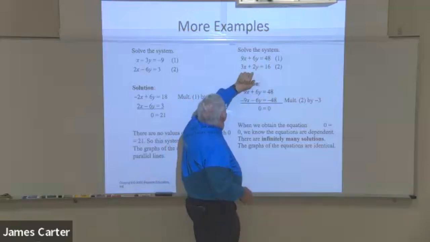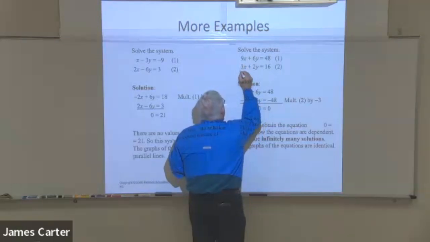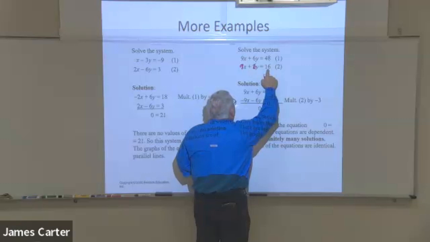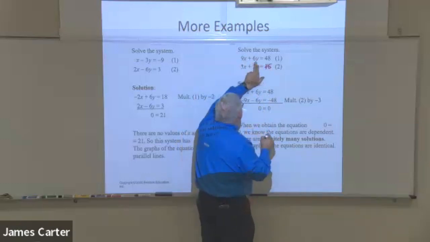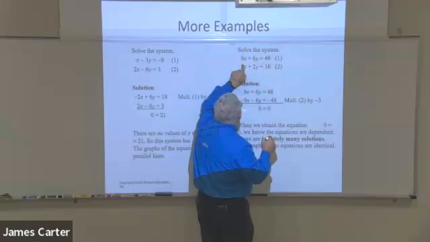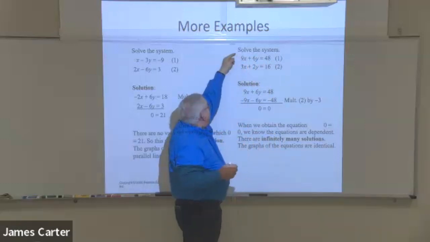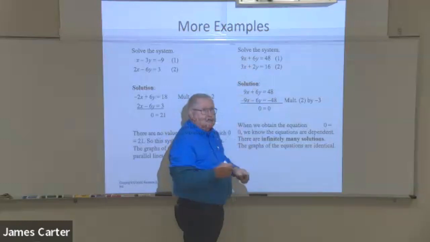Okay? If you notice, if I took 3 times 3, I would get 9. If I took 2 times 3, I would get 6. And if I took 16 times 3, I would get 48. So in other words, this second equation is just the same as the first one, except everything is divided by 3 to go from this to this, or multiplied by 3 to go from this to this.